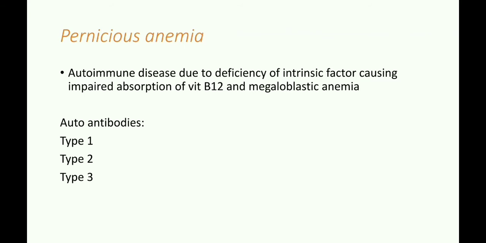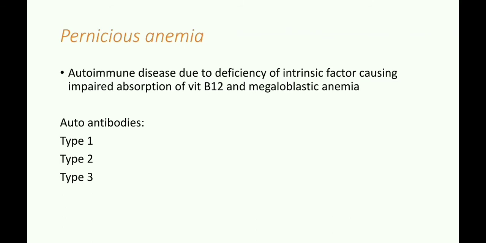But here in pernicious anemia, it is an autoimmune disease. As a result, there will be formation of autoantibodies, which do not allow this intrinsic factor to bind with vitamin B12, or sometimes there will be deficiency of the intrinsic factor. So as a result, this vitamin B12 cannot be absorbed into the GIT. Since vitamin B12 is not absorbed, there will be features of megaloblastic anemia.